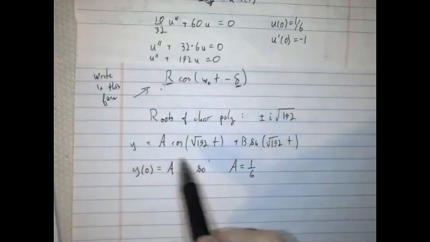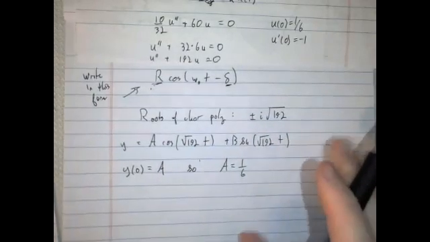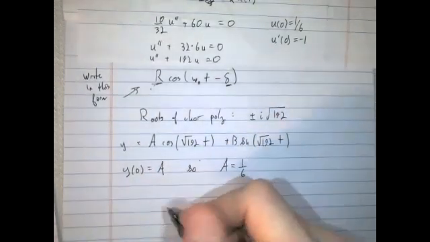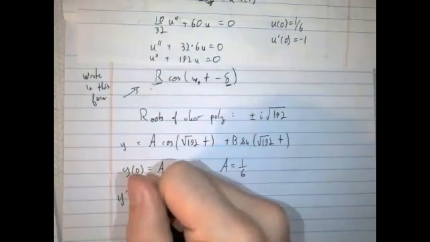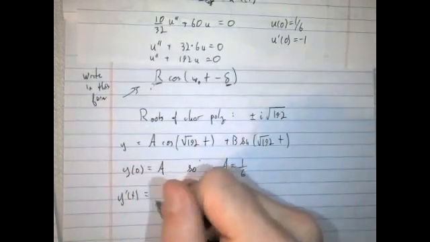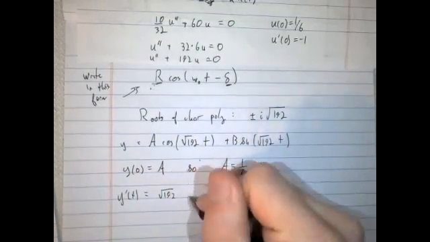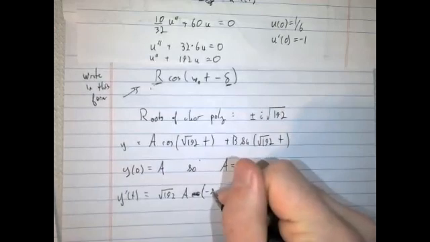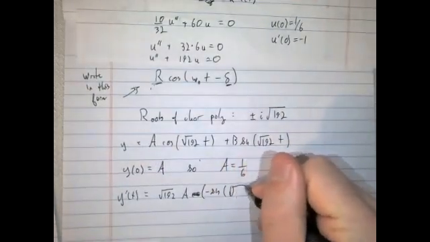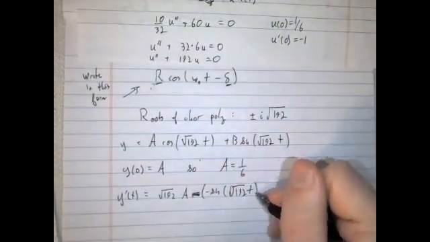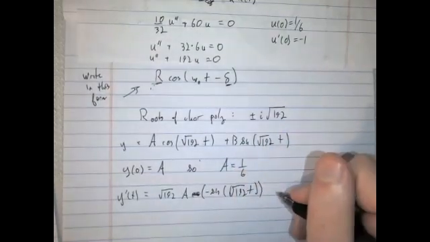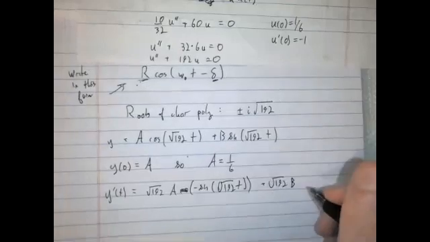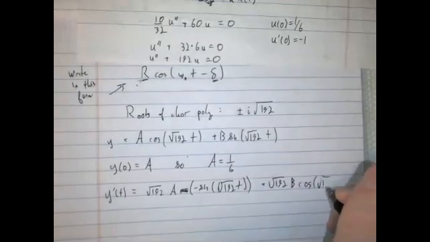Similarly, I need to take the derivative of this function and evaluate it at 0. So the derivative of this function is going to be y prime of t is equal to root 192 A negative sine of root 192 t. Then the derivative here is going to be plus root 192 B cosine of root 192 t.